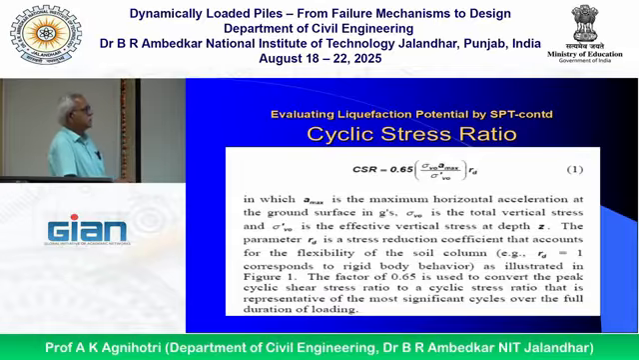In 0.65 sigma V0 A max, A max is the expected acceleration in that particular area. Let us say an earthquake of 0.25 G is expected, or an earthquake of acceleration 0.35 G is expected. So this A max will be 0.25 or 0.35 or 0.3 like that. So sigma V0 you can calculate.